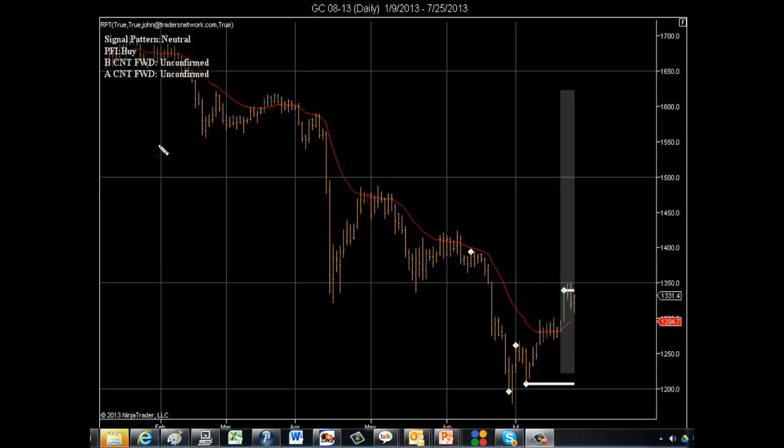Next thing, I want you to look up in the upper left hand corner here. You'll see signal pattern neutral. Now right here, that is also signified by the white lines. Off of this pivot, you'll see this diamond that highlights the high pivot. And these pivot points, this is the price sequence that it looks at. We don't look at one pattern, we look at a price sequence.